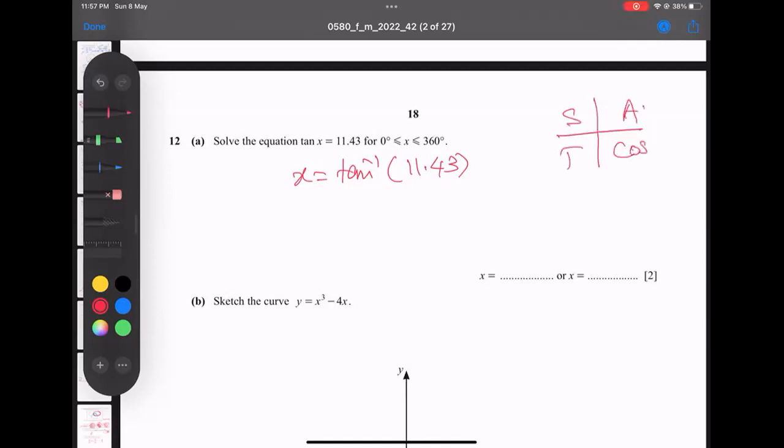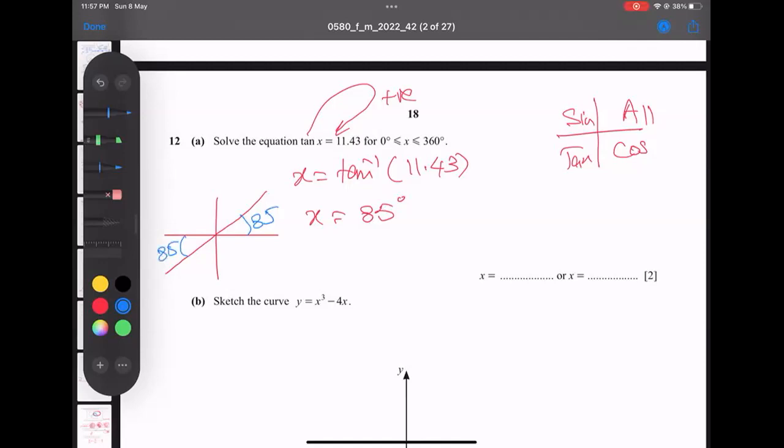C-A-S-T, C for cos, A for all, S for sine, T for tan. And look here, tan is positive. And tan is positive in the first and third quadrant, and negative in these two. So it means I will make a cross and I'll make one line this and one line here. When I take a tan inverse, I'm getting angle 84.99. So it rounds to 85 degrees. So 85 degrees, I will mark here and here.